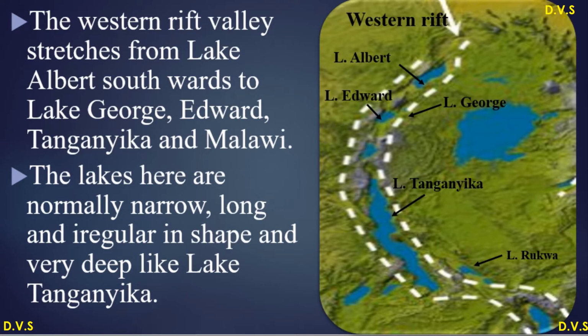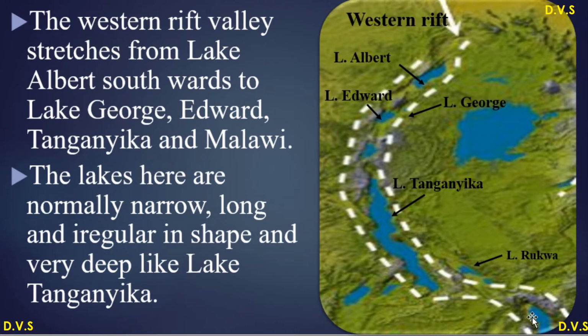The Western Rift Valley stretches from Lake Albert, the western arm, from Lake Albert towards Lake George. Albert is here, towards Lake George. Lake George is here, Edward. Then the area of Lake Tanganyika, and the other side, Lake Malawi.